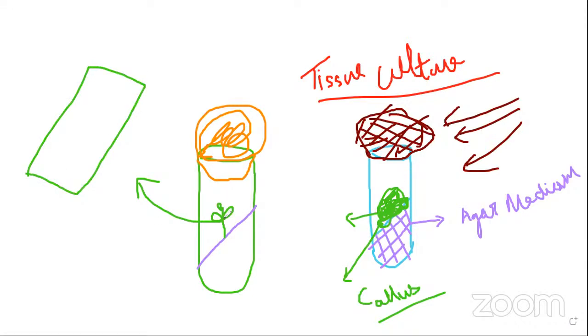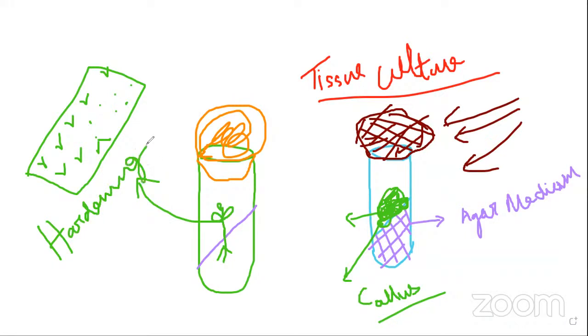Okay, after the formation of the root as well as the shoot system is complete, the plantlet can be transferred to the land. So this process is called what? Just imagine this is considered as the hardening process, from the test tube to land. Okay, this is considered as a hardening process.